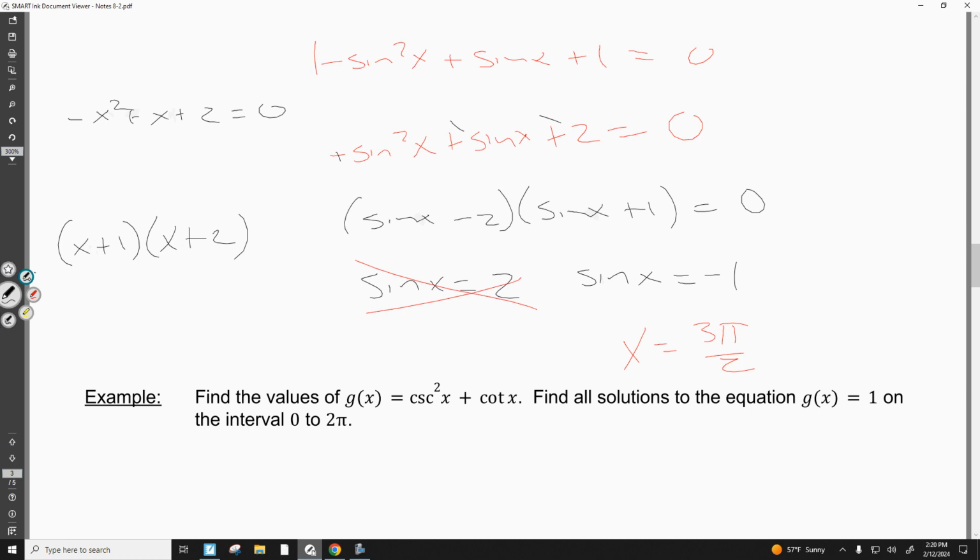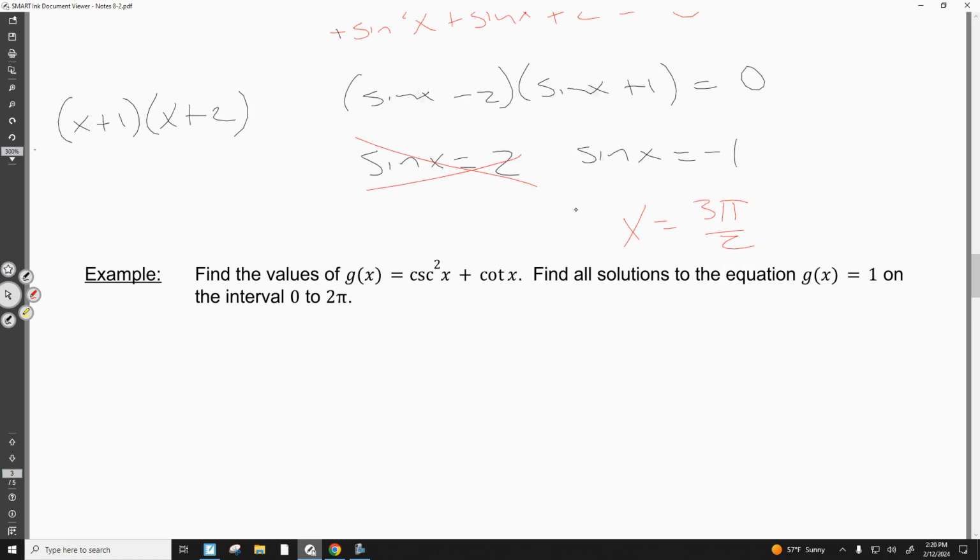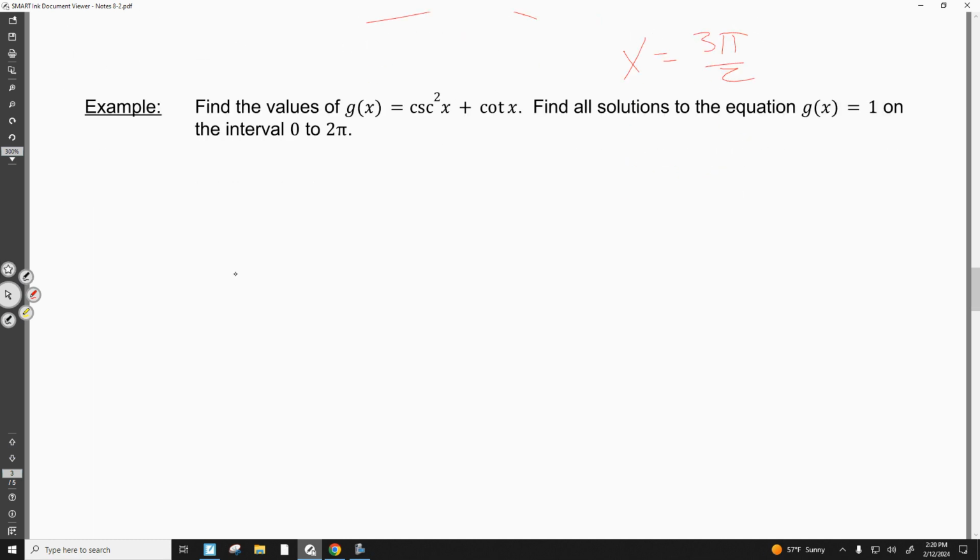Okay. Now let's go to the next question. So the biggest value of sine is 1. Sine's maximum value is 1. Sine's minimum value is -1. Sine can't equal 2. Okay. Focus.